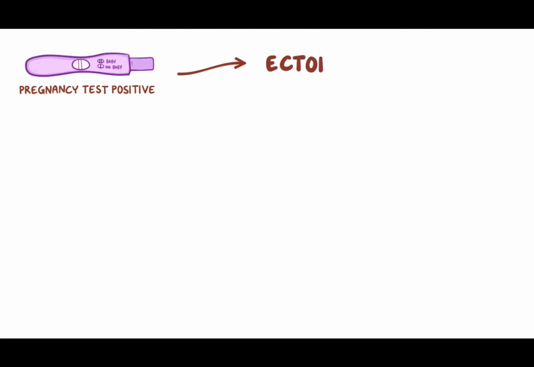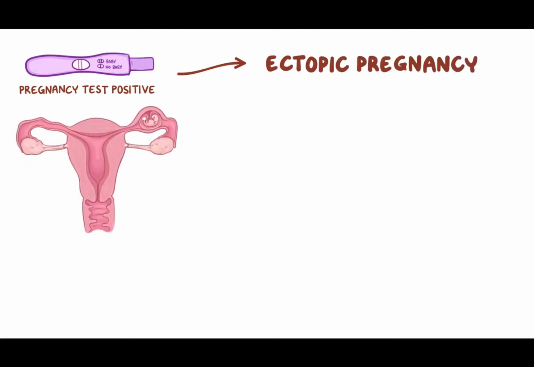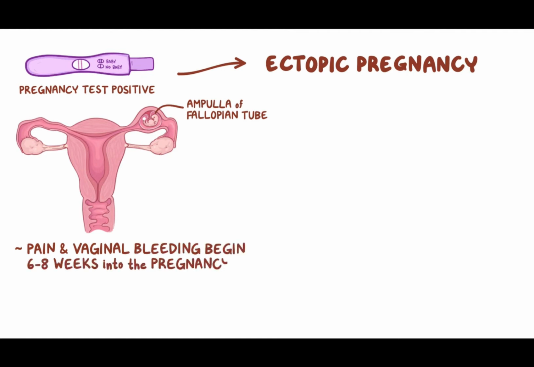Now, let's say that the urine pregnancy test comes back positive. In this case, there might be an ectopic pregnancy, which is when the embryo implants somewhere other than in the uterine cavity, most frequently in the ampulla of the fallopian tube. Pain and vaginal bleeding typically starts 6 to 8 weeks into the pregnancy.